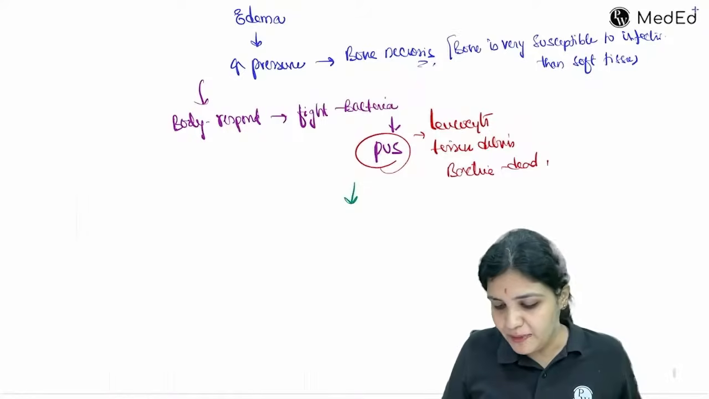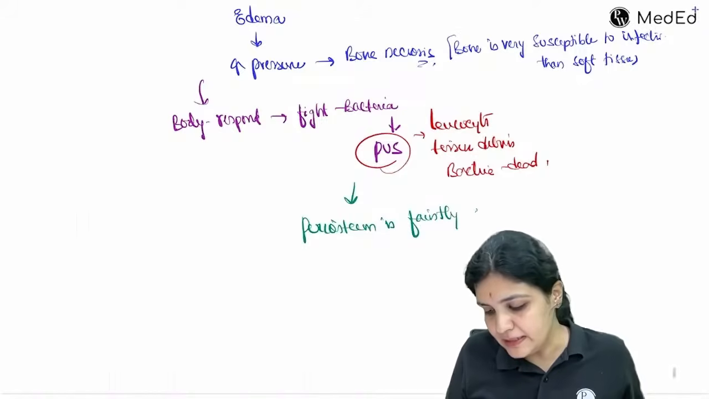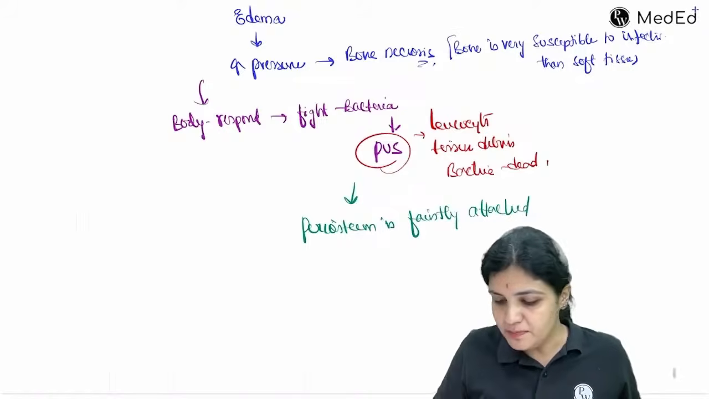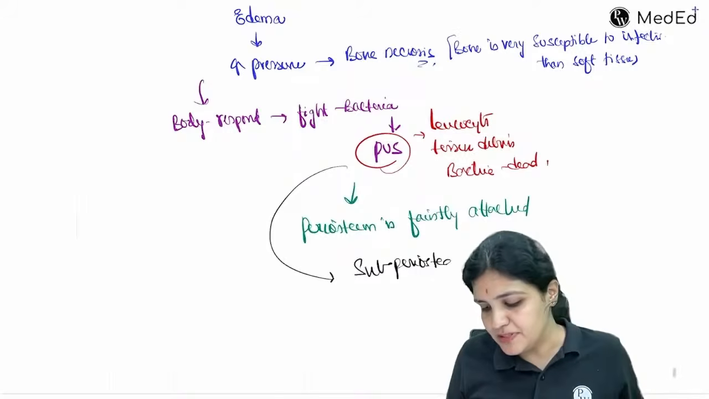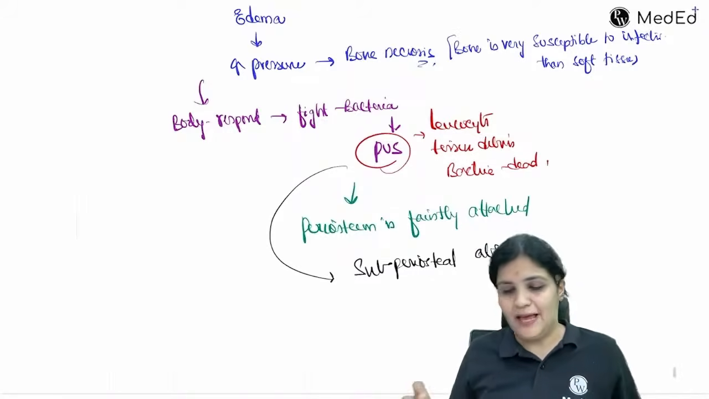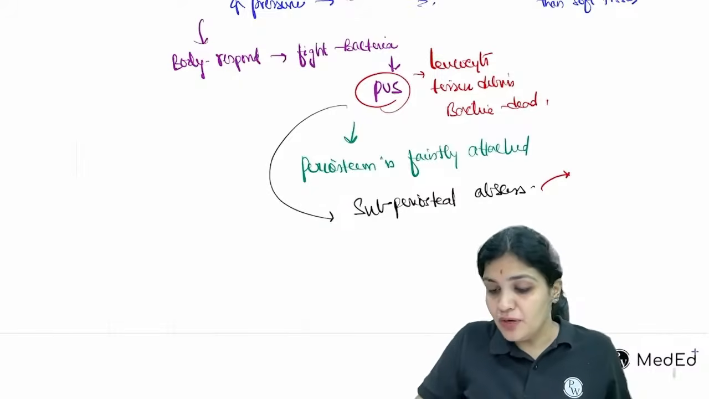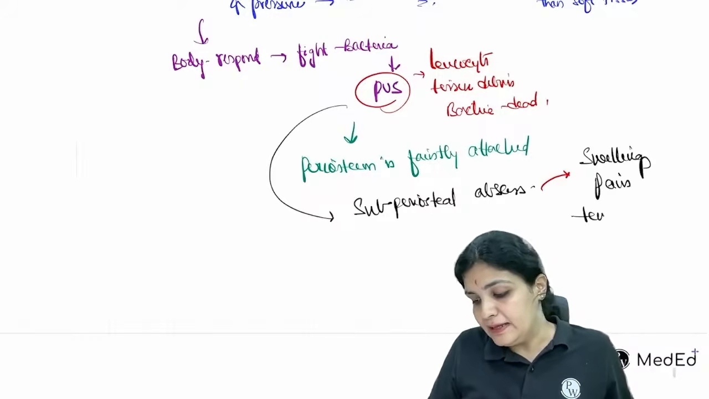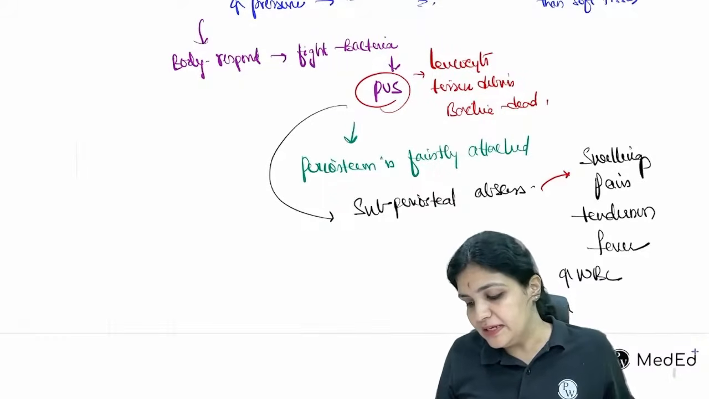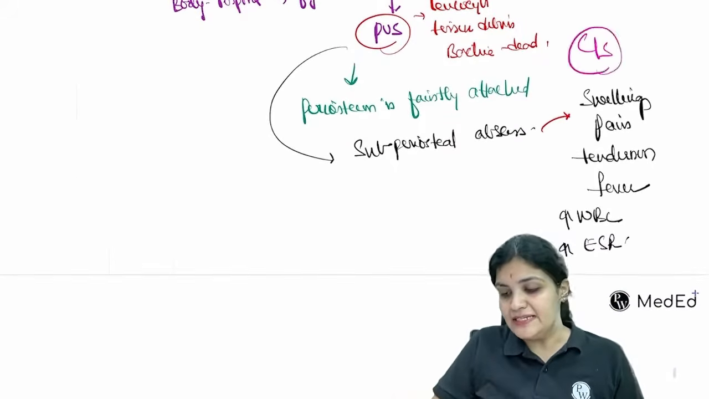And I told you this periosteum is faintly attached. So this pus will form the subperiosteal abscess, right? And now this is the time where, whenever there is an abscess, there is inflammation. So now the body produces swelling, pain, tenderness, fever, rise in WBC, rise in ESR. So these are all the signs and symptoms. These are nothing but the clinical signs and symptoms which have been produced.